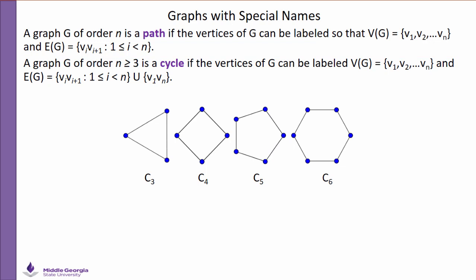You see the pictures. If we take C sub 3, the cycle with 3 vertices, and label our vertices V sub 1, V sub 2, V sub 3. So start at V sub 1. The first edge is V sub 1, V sub 2. The next edge is V sub 2, V sub 3. And then we're at the last new vertex, and there's an edge, V sub 3, back to V sub 1. So cycles look like this.